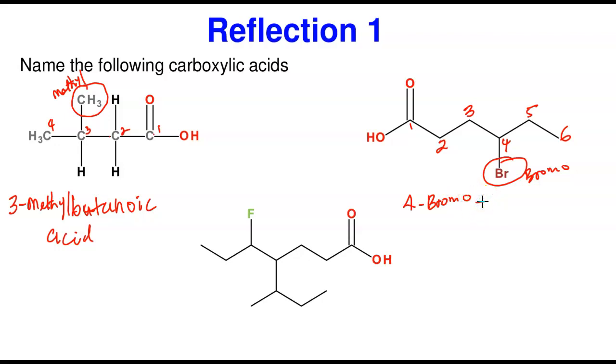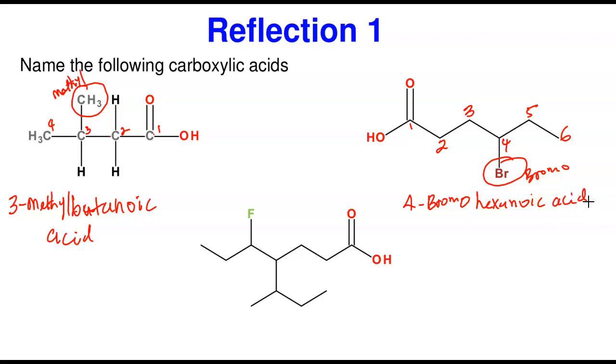No, we don't, because there's no number again. So we don't have to put a dash. So it's going to be 4-bromo hexanoic acid. The longest chain is hexanoic acid. Oh no, I need to separate it usually. Hexanoic acid. That is how we name that.